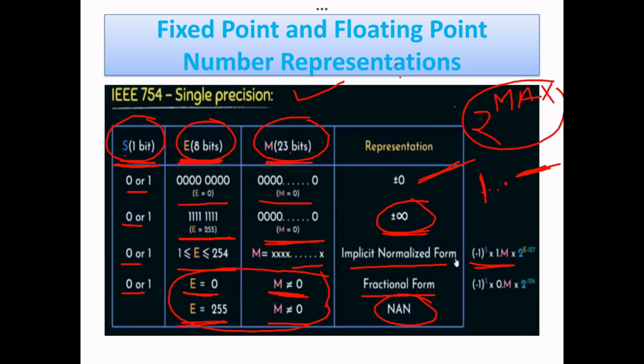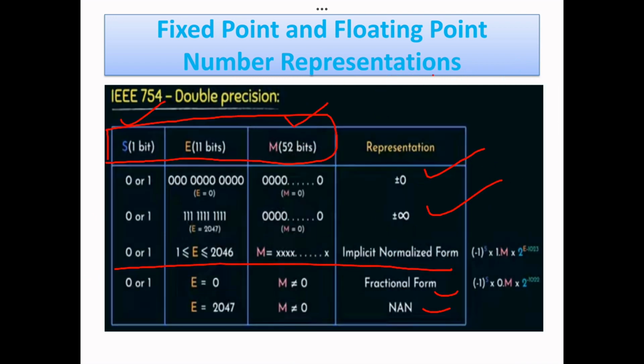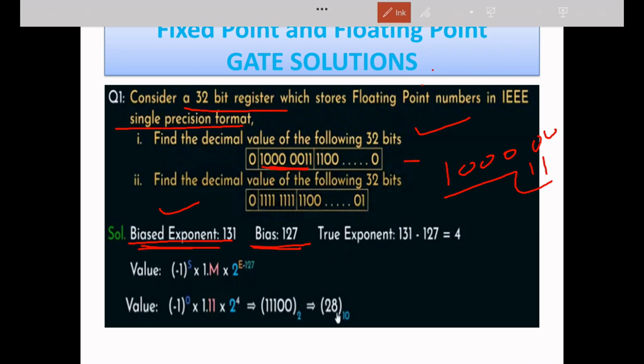Now the bias is 127. How? Go here. In single precision, my bias is 127, you can see. So I have written bias is equal to 127. You have to remember it, or you can easily understand it with the help of our formula. So I will find the value E minus bias. So 4 is the answer.